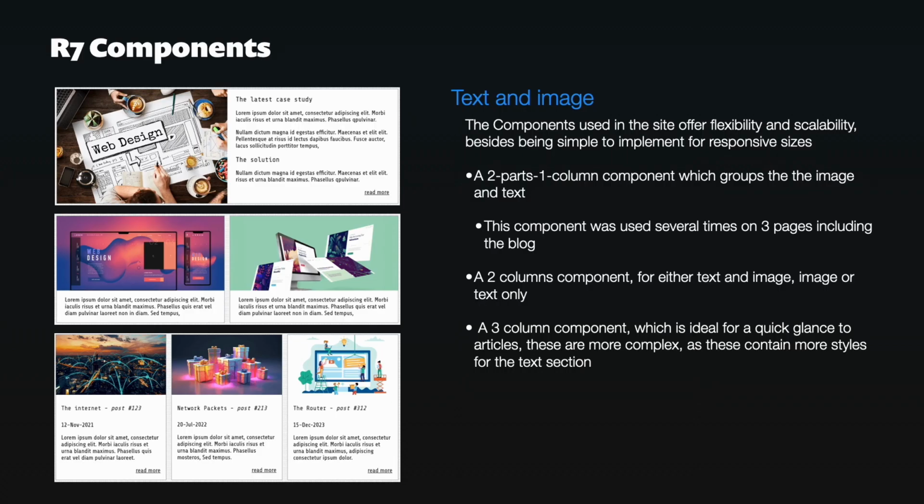Going into components, we have a 2 parts, 1 column component which groups the image and text. This component was actually used several times throughout the website. We have a 2 columns component with either text and image or text only. A 3 column component which is ideal for a quick glance to articles, but this component is a little bit more complex as it has more styles attached to it.